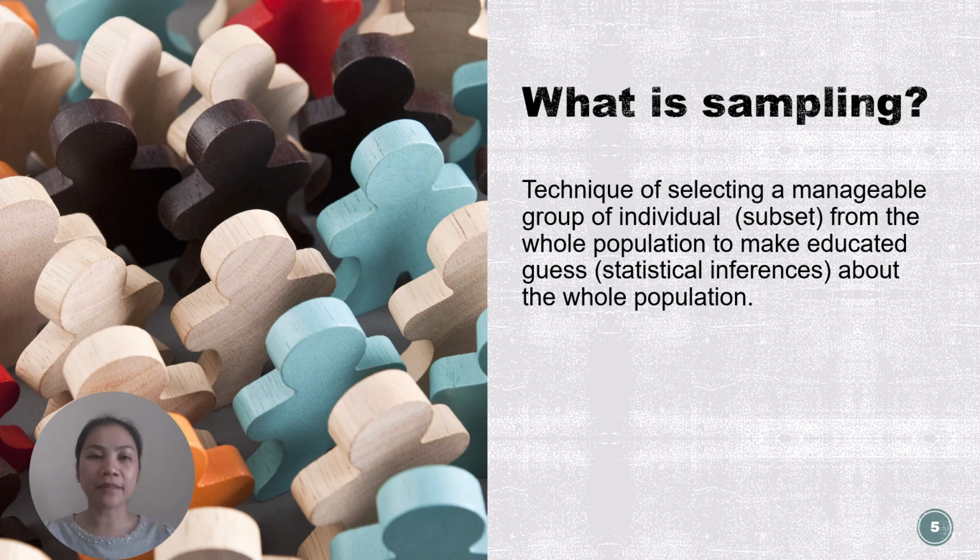What is sampling? It is a technique of selecting a manageable group of individuals or a subset from the whole population to make educated guesses. We also call this statistical inferences about the whole population. This is like tasting a spoonful of soup to get an idea of how the whole pot tastes.